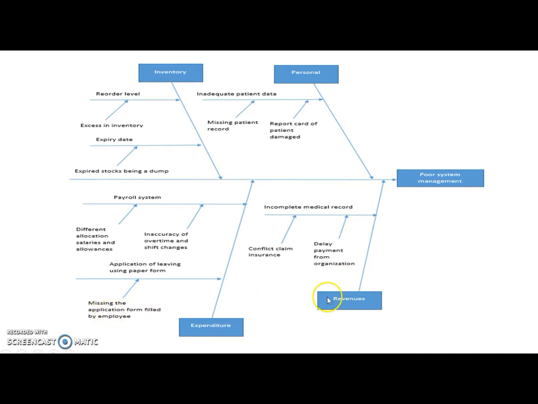Besides, under revenue, there is incomplete medical record, so there is conflict in insurance claims from the organization and delayed payment from the organization to the patient.